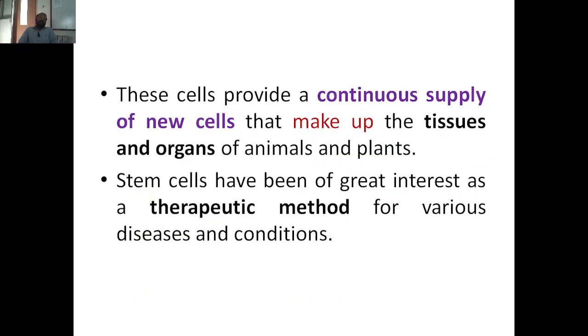So these cells provide a continuous supply of new cells that make up the tissues as well as organs of animals and plants. That means these stem cells will give you new cells. After differentiation, it will give you new cell types that make the tissues and organs of animals and plants. Okay, so stem cells have been of great interest as therapeutic methods for various diseases and conditions, because wherever we need to replace damaged cells, we make use of stem cells.